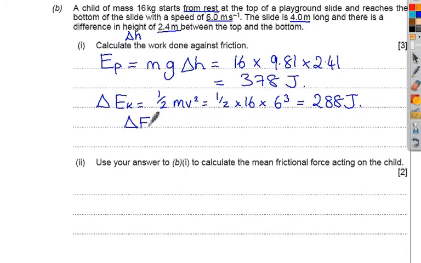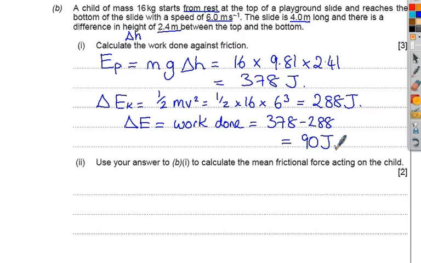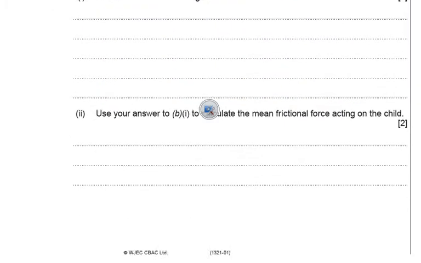So the change in energy is the work done, which is the difference. So 378 minus 288, 90 joules. So that's the work done against friction. Right, we now need to use your answer to B1, the 90 joules, to calculate the mean frictional force acting on the child. Let's scroll up again.